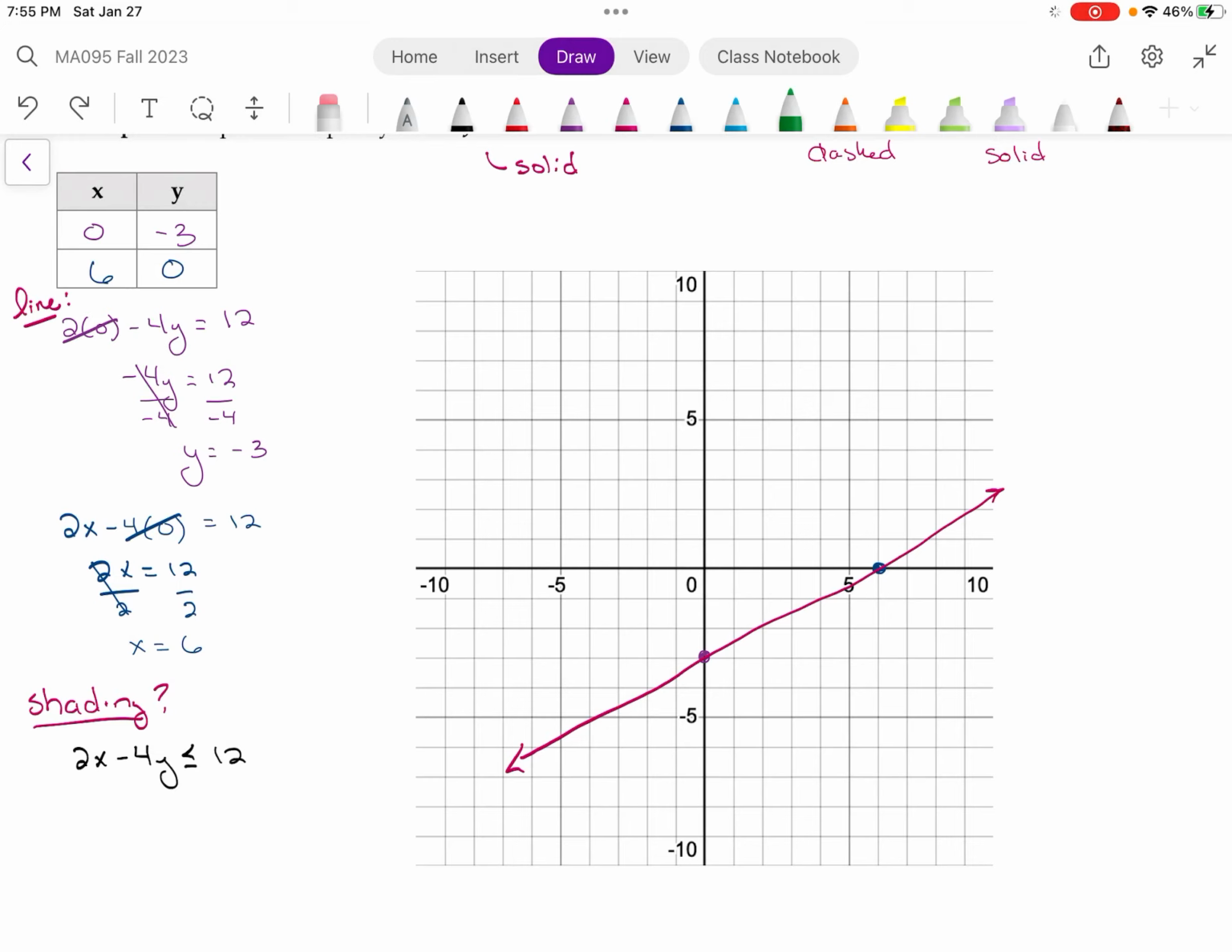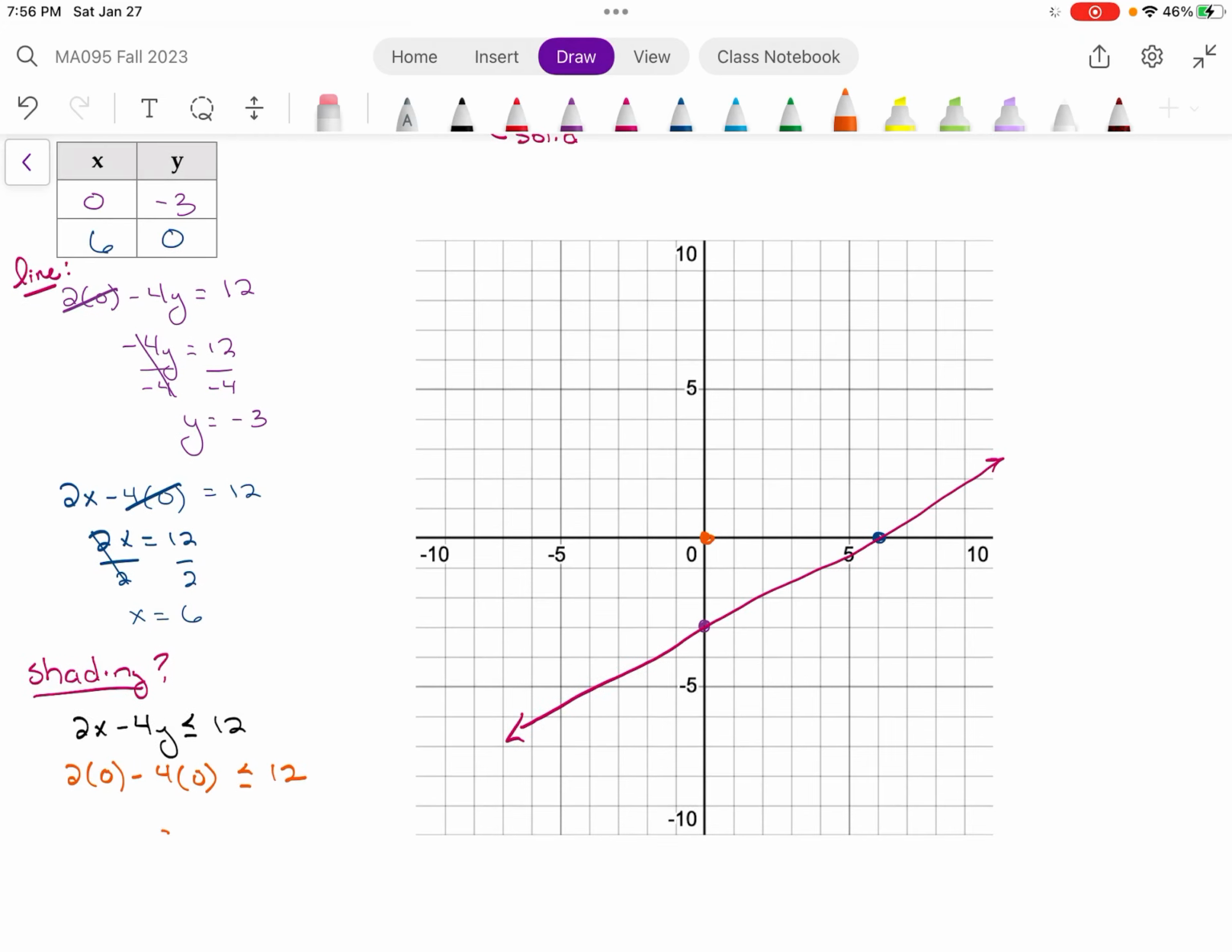What point would be easiest? Hopefully you guessed it. 0, 0, right there. And if not, now you know. 0, 0. You can pick any point you want, and it does not matter. But generally, we want to pick 0, 0. So we've got 2 times 0 minus 4 times 0 is less than, we're really just looking at less than 12, because the equal to is the line. All right, so that means 0 is less than 12. Is that true?